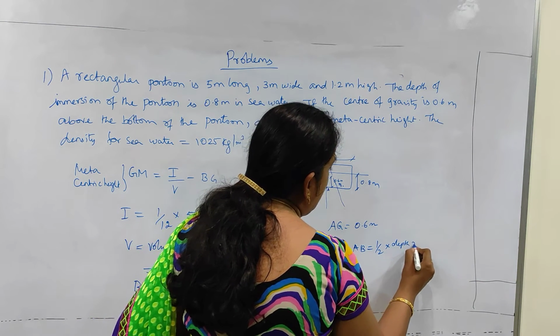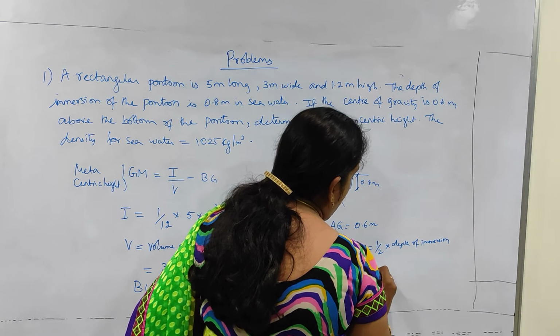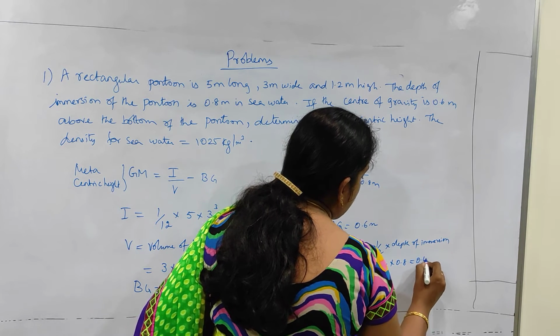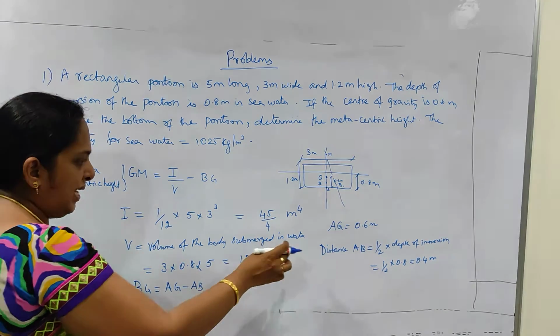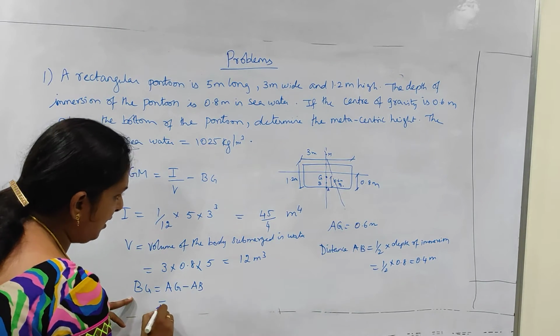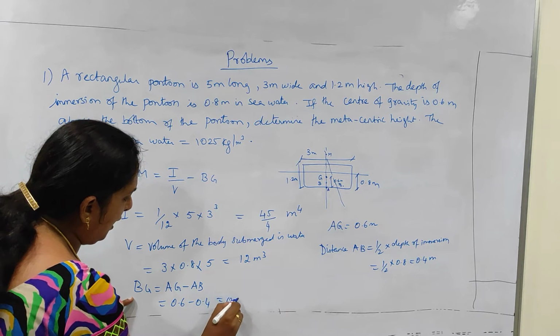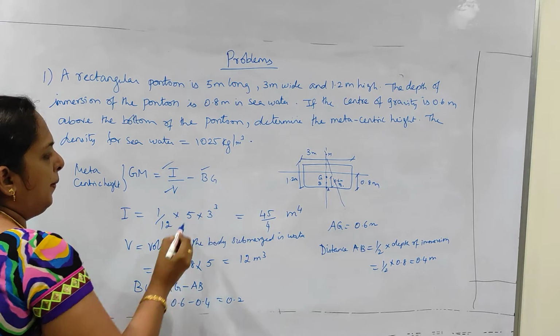The depth of immersion is given in your problem. It is 0.8 meters. So half the depth of immersion will be 0.4 meters. So I have got this. I know AB, I know AG. So it is 0.6 minus 0.4, that is equal to 0.2. That is my BG.